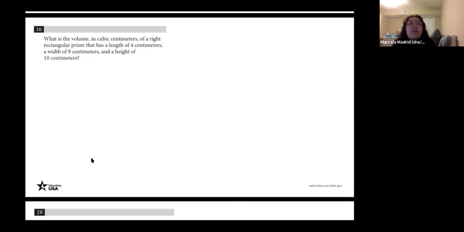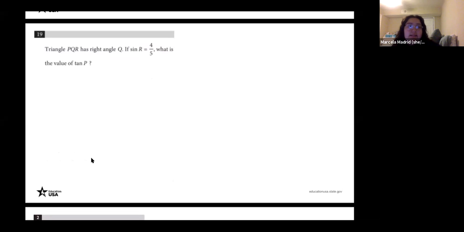Yep, 360 centimeters cubed. Good job. Cubic centimeters, that is correct, because it's just going to be a rectangular prism. All you have to do is multiply the 3 things together. So yep, 4 times 9, 36, 36 times 10, 360. Good job. Right. Number 19.